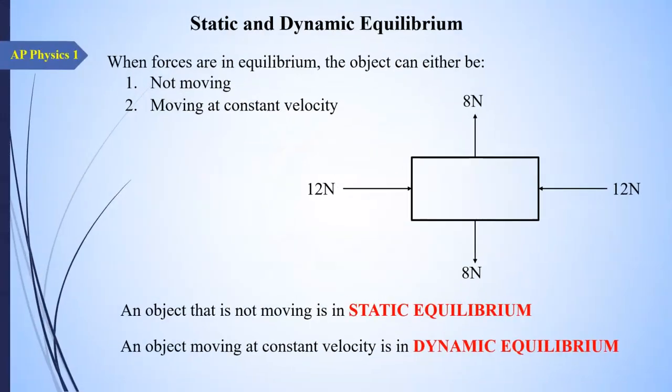Okay, so when forces are in equilibrium, the object can either be not moving or it can be moving at a constant velocity. That is the same speed and the same direction. An object that is not moving is in static equilibrium, and an object moving at a constant velocity is said to be in dynamic equilibrium.